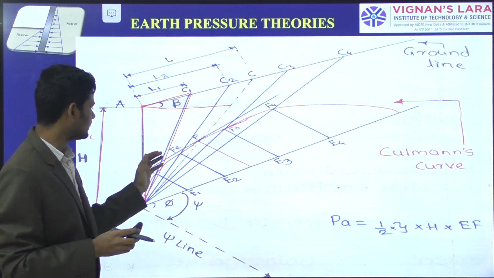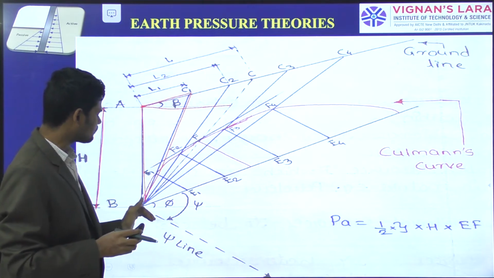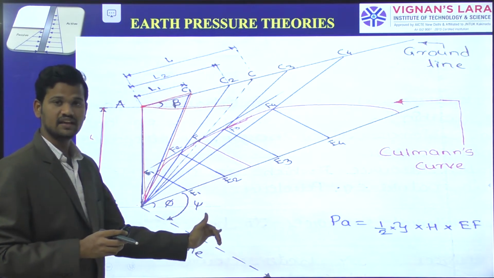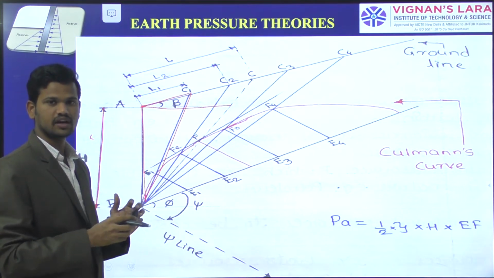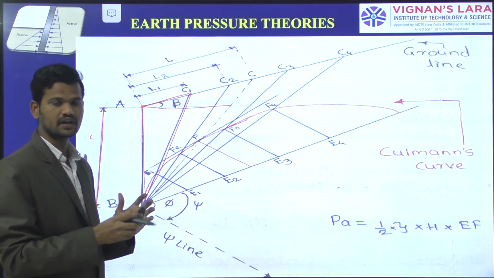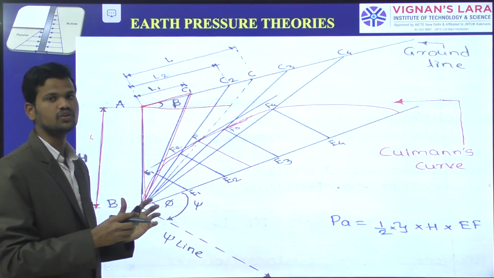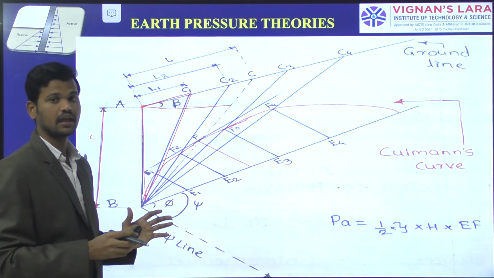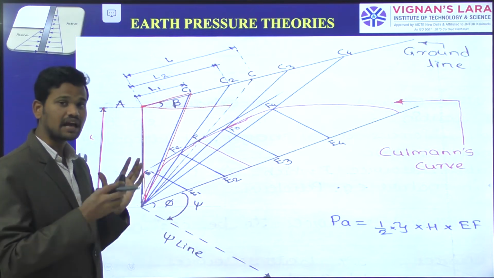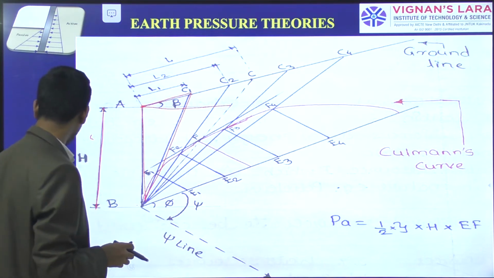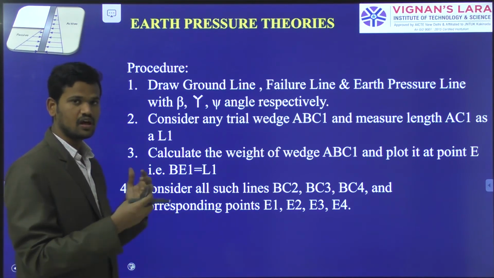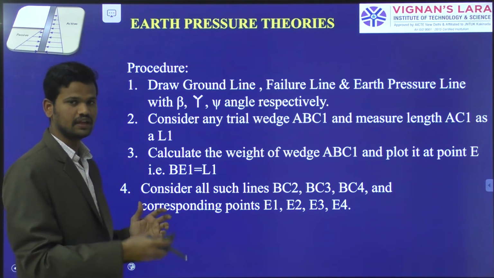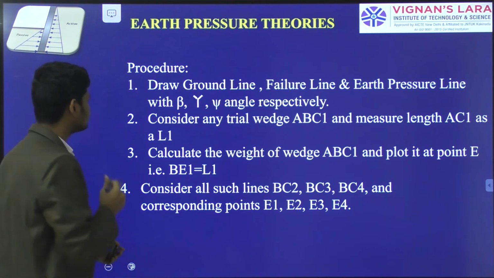For these plane wedges, for this failure corresponding to this J line, we are drawing some parallel lines. After connecting different types of failure wedges with the different failure positions, we are finding the active earth pressure in Culman's graphical method. By seeing the individual points, we will know how the earth pressure is obtained in Culman's graphical method.